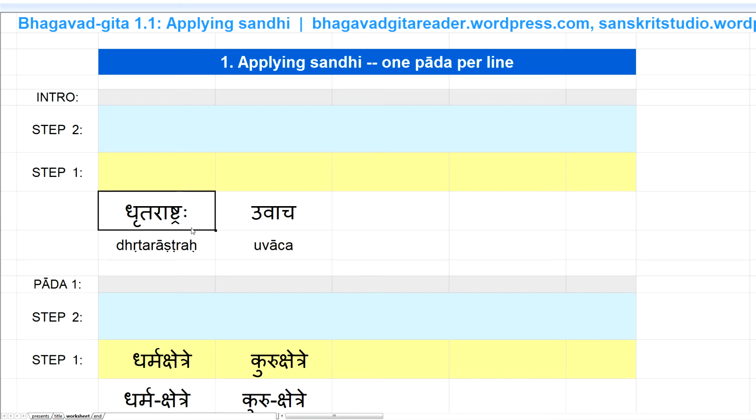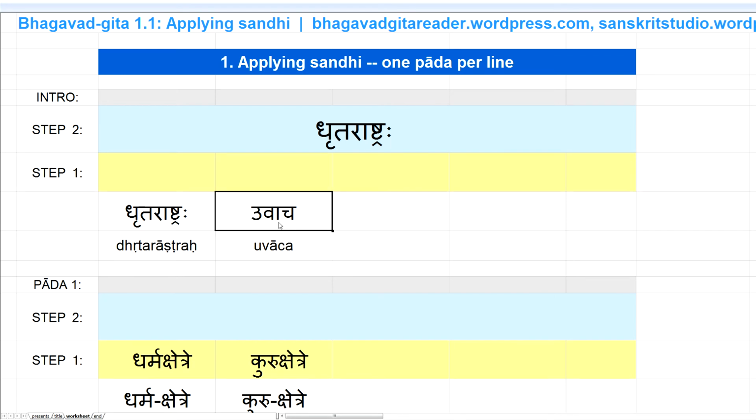So let's start with dhritarastrah. And what does that become? Well, we have the visarga at the end there, and we have an initial u, and that means that the visarga has to go. Visarga has to drop. So let's drop the visarga. So that's done now, the intro line.